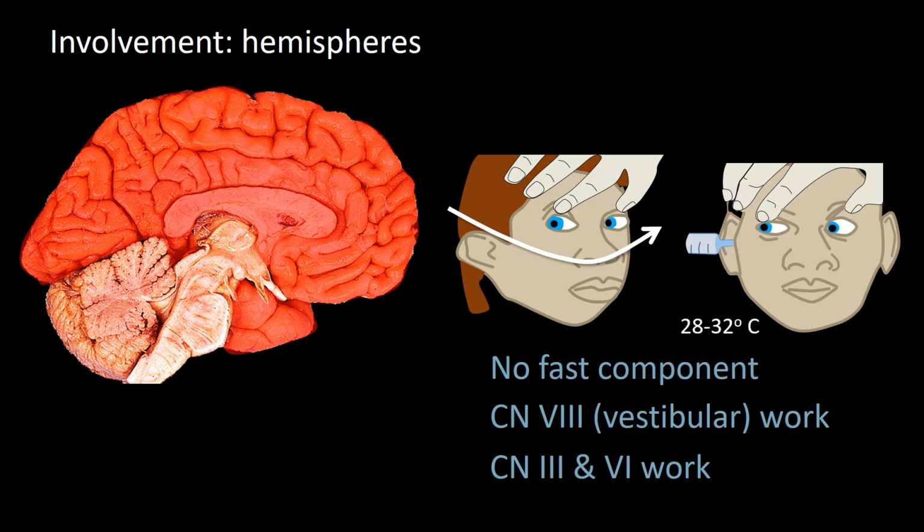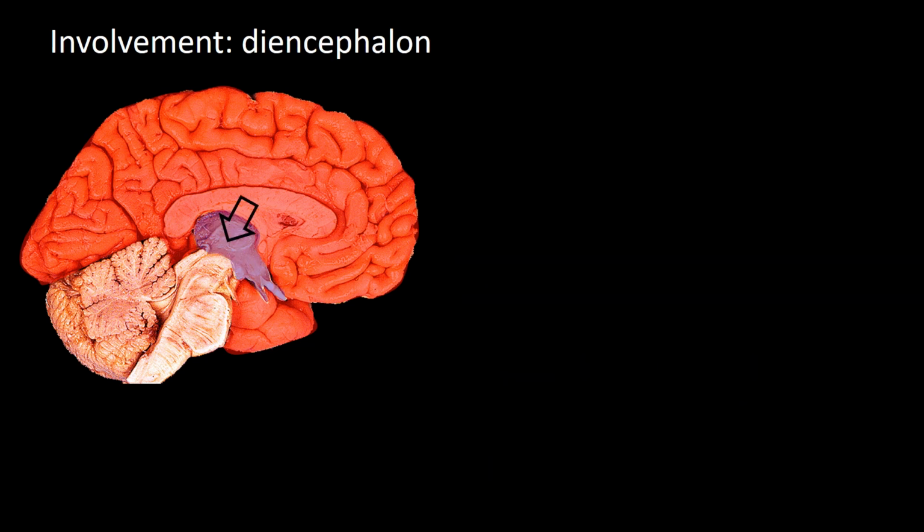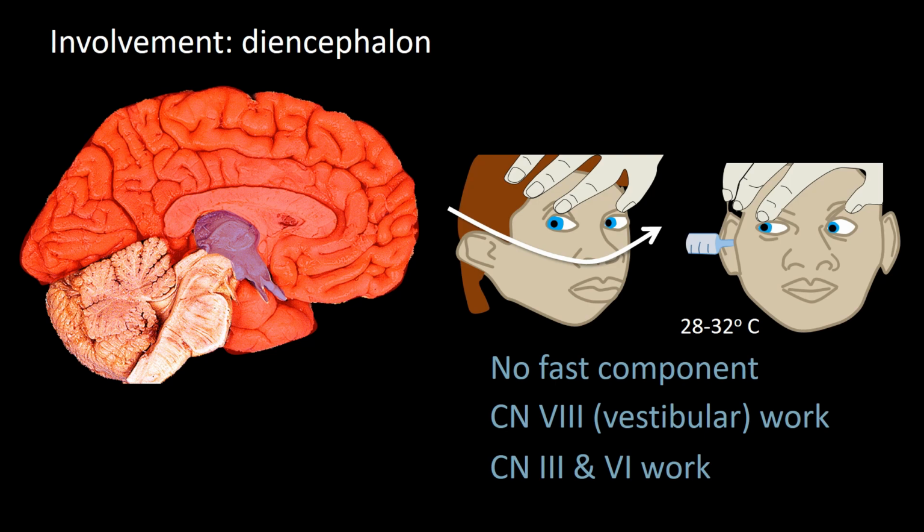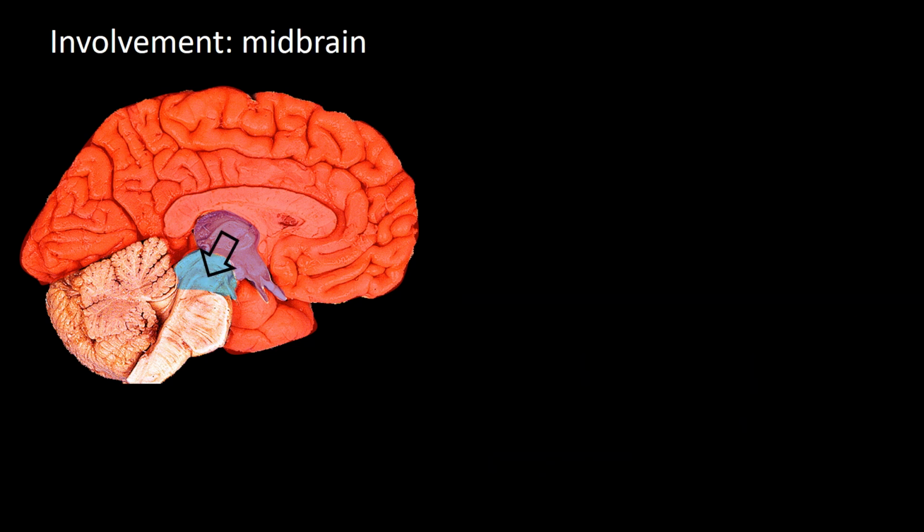With the diencephalic involvement, vestibular testing results are the same. No fast component, but good cranial nerve 3, 6, 8, and interconnections. On the other hand, midbrain involvement produces significant changes in vestibular testing from those we saw with cerebral and diencephalic involvement.